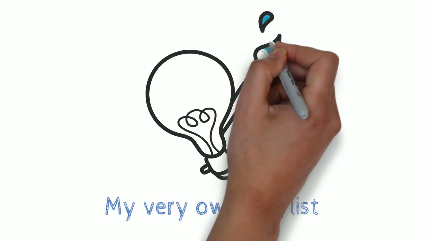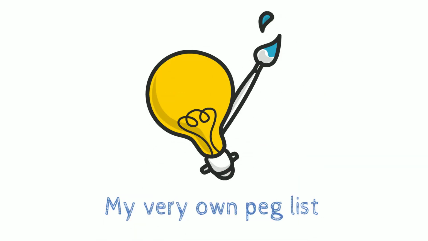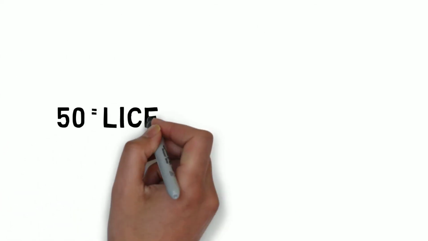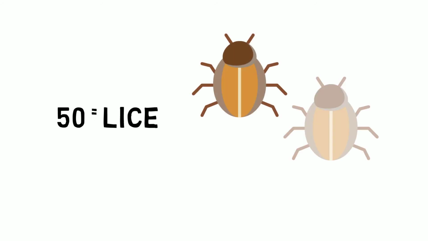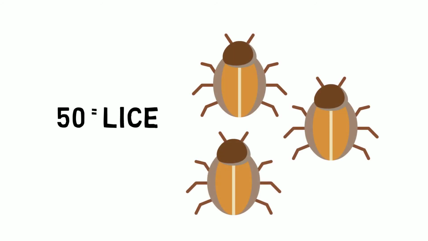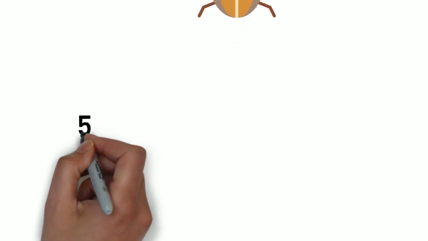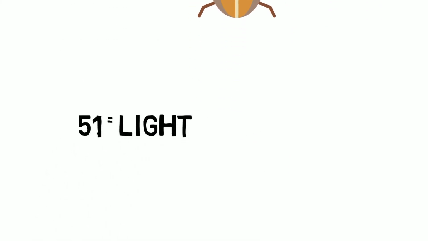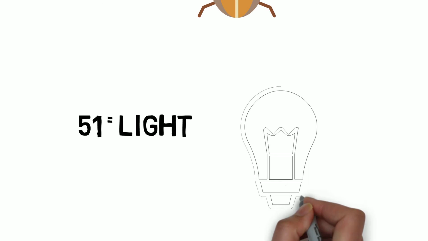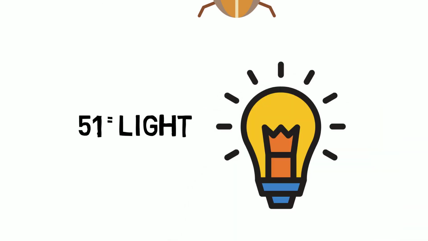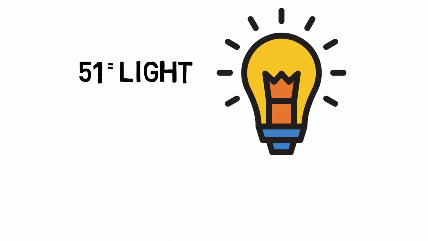So to help you create your own list, these are the words and the imaginations I use to memorize numbers 50 to 59. Feel inspired to come up with your own list of words. Here we go. For number 50, I use the word lice. I imagine having thousands of lice in my hair. Next, I use the word light to represent 51. I imagine a bright bulb producing lots of light.